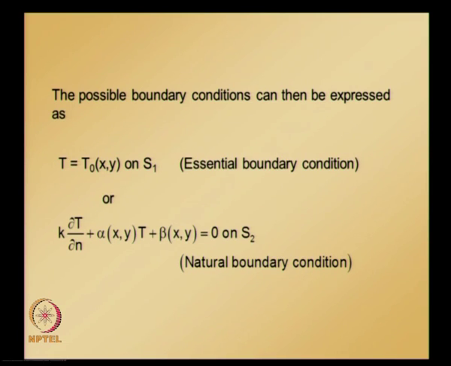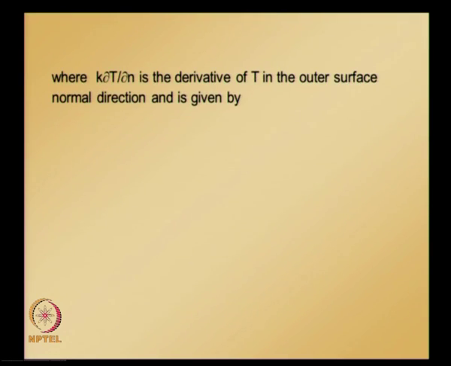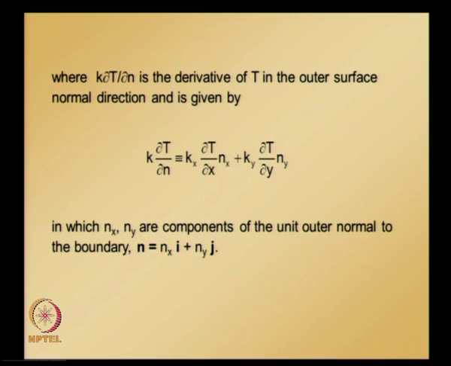k times the partial derivative of T with respect to the unit outer normal to the boundary is the derivative of T in the outer surface normal direction, and is given by this expression. This is how k times the partial derivative of the field variable with respect to the unit outer normal is defined, where nx and ny are components of the unit outer normal to the boundary, and the unit outer normal n can be written as nx i plus ny j. So this is the problem statement, and we need to solve this over the domain A, which is bounded by surfaces on which either essential or natural boundary conditions may be specified.